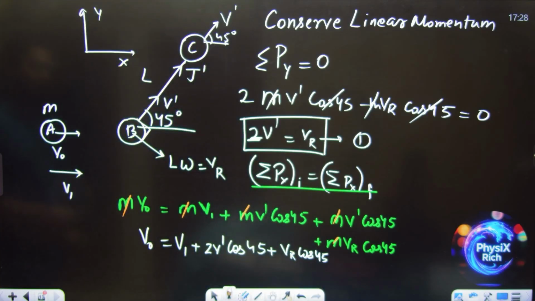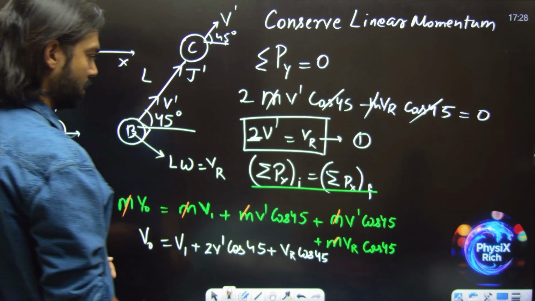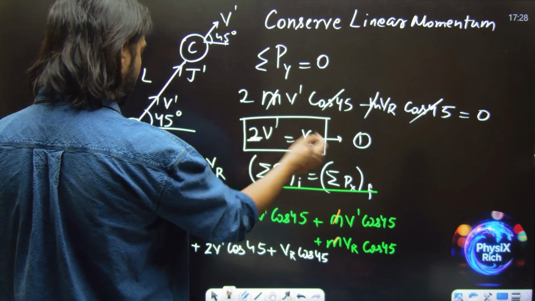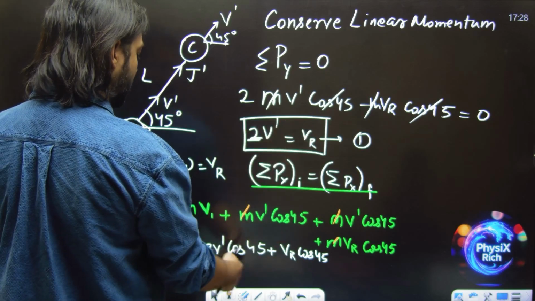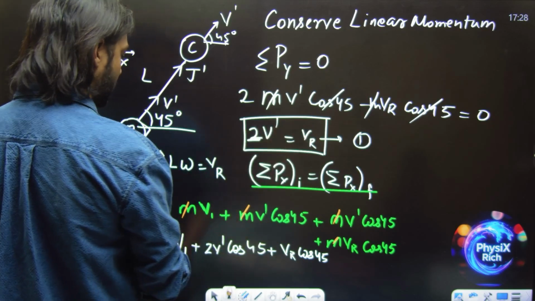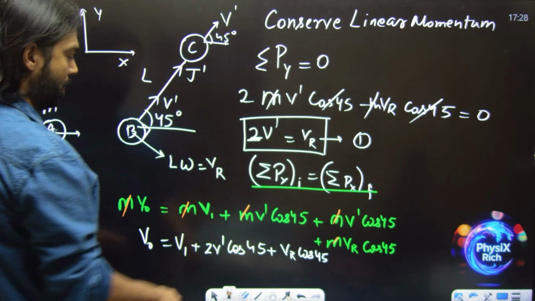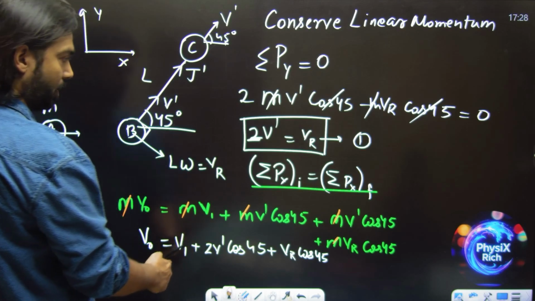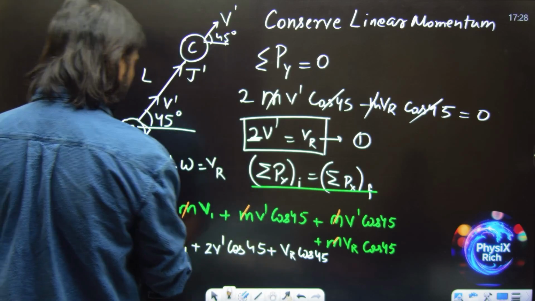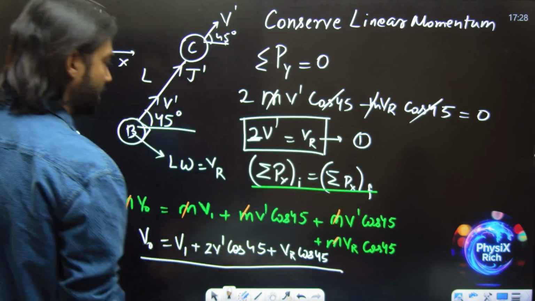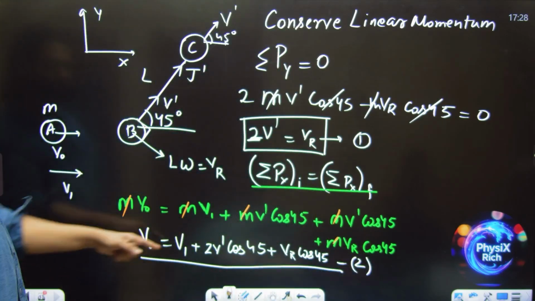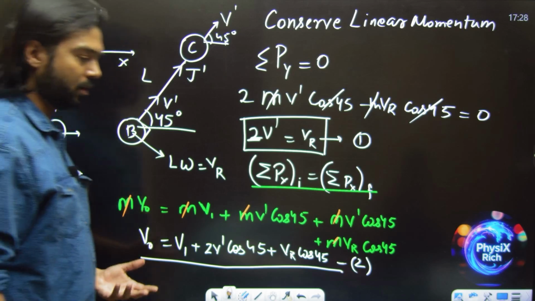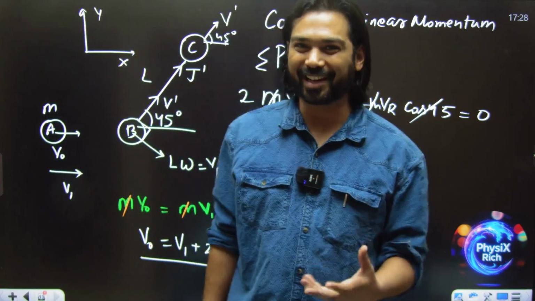Now you see we have a v dash and vr equation, which is going to be very helpful. But the problem is that now we also have v1. So this is our second equation, but the problem is that we also have a v1. So how do we resolve this issue? How do we get rid of this problem?